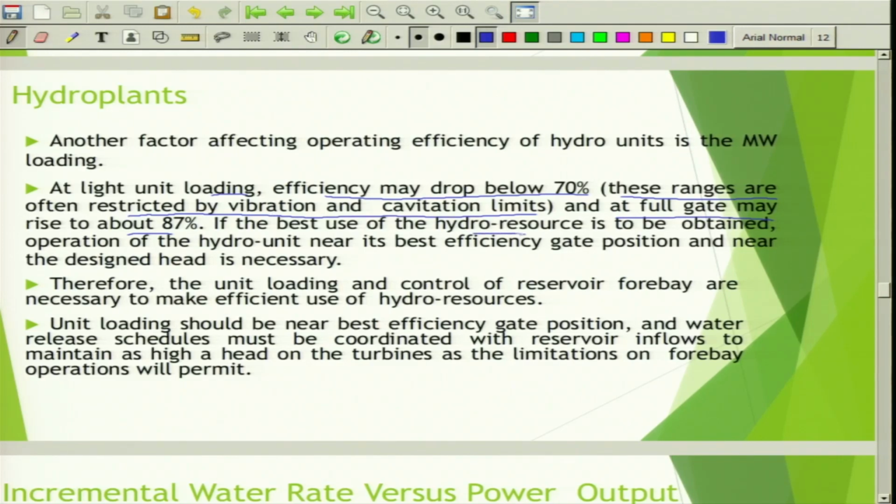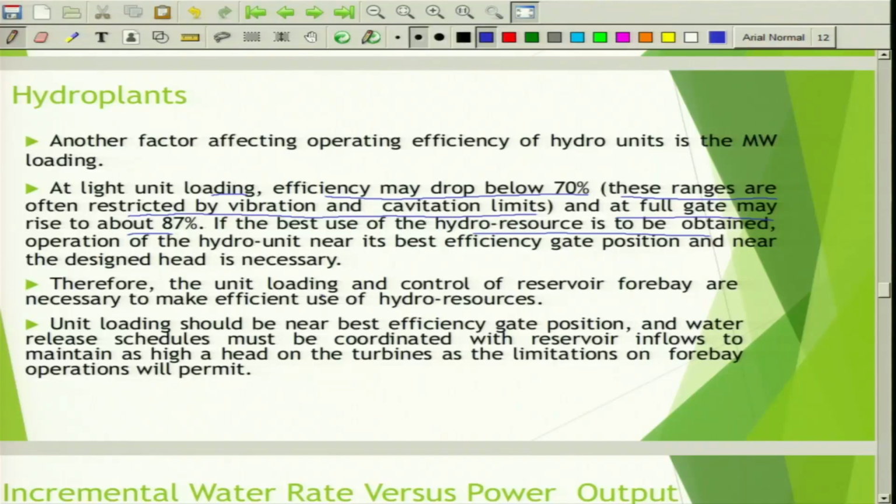If the best use of the hydro resources is to be obtained, operation of the hydro unit near its best efficiency gate position and near the designed head is necessary. There is a designed head and a best efficiency gate position, and that also needs to be considered. Therefore, the unit loading and control of reservoir forebay are necessary to make efficient use of hydro resources. Unit loading should be near best efficiency gate position, and water release schedules must be coordinated with reservoir inflows to maintain as high a head on the turbines as the limitations on forebay operation will permit, right.